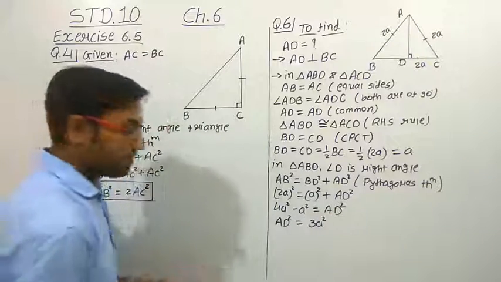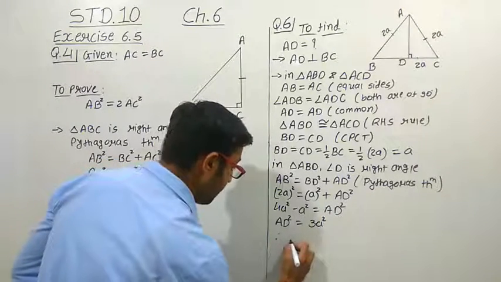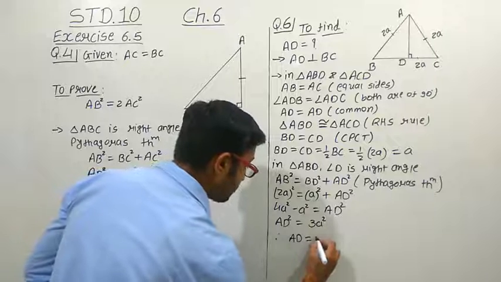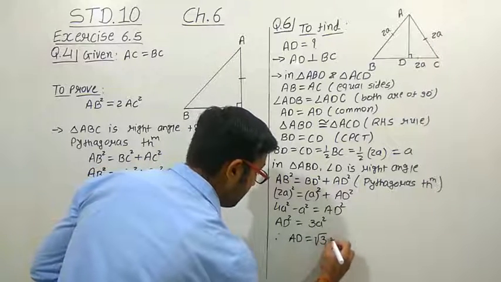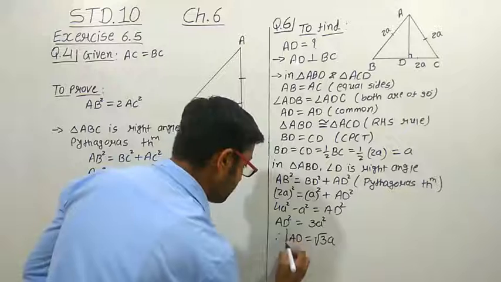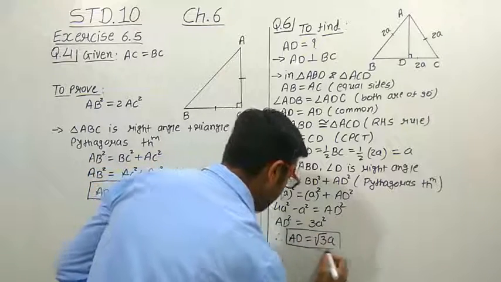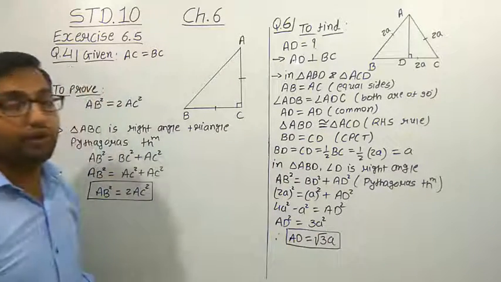Now take the square root on both sides. We get the value of AD. Therefore we get the value of AD is equal to root 3 a. So this is what we required, what we wanted to find.